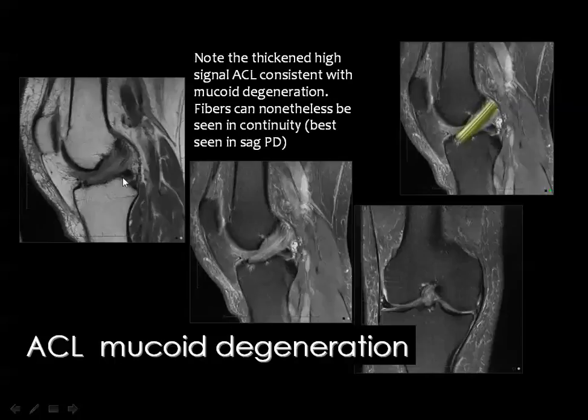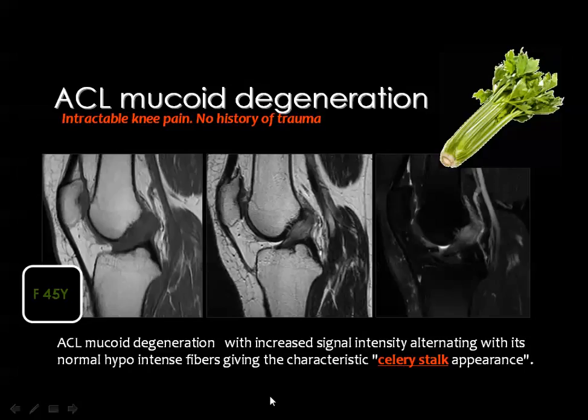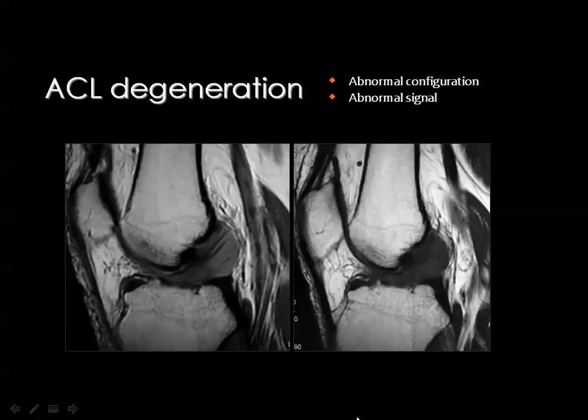And if you look carefully, especially in the proton density image, you will see some of the intact fibers going through the swollen ligament. And this is exactly similar to this celery stalk. And if you look here, you can see that the ACL is swollen, and in the T2 weighted image and also in the STIR image, you can see some of the intact fibers similar to this appearance, which is diagnostic of mucoid degeneration.